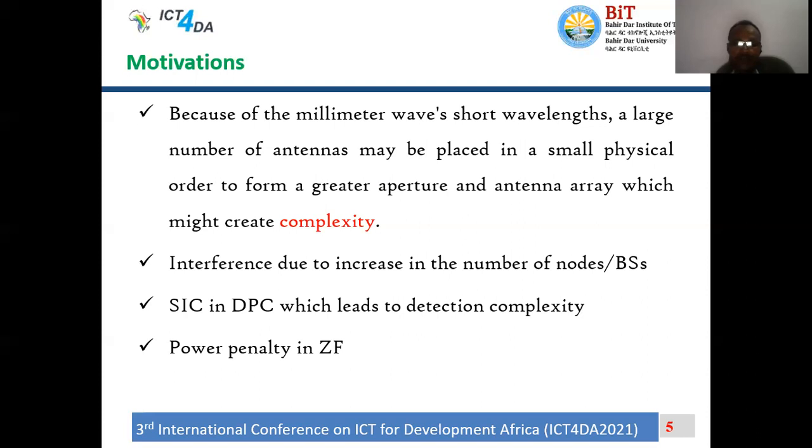Even though dirty paper coding and zero forcing precoders are known to suppress interference, and there are solutions for those complexities by grouping users or using different techniques, there are still some gaps in applying dirty paper coding in the case of successive interference cancellation as a detection, which creates detection complexity. So when you apply dirty paper coding, there must be a solution for the detection complexity.